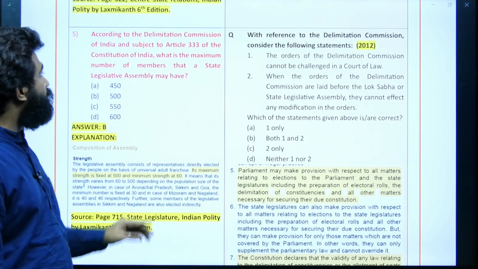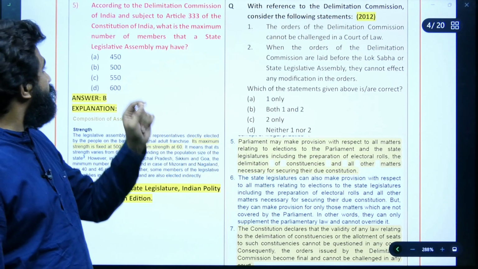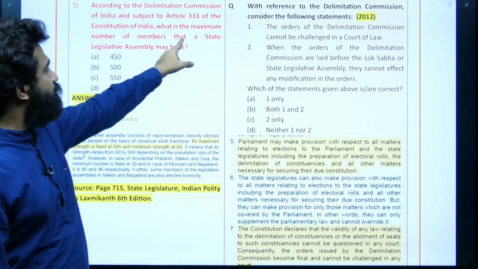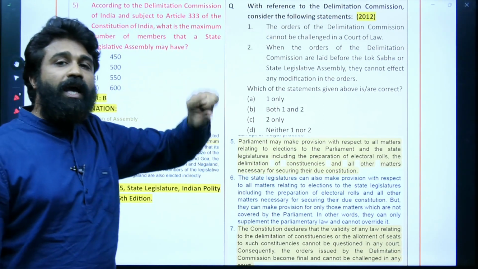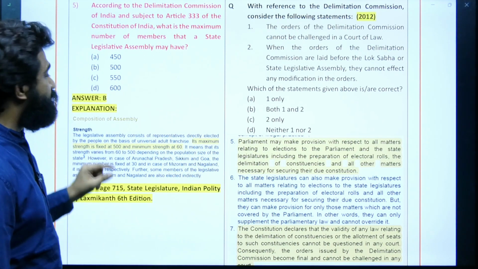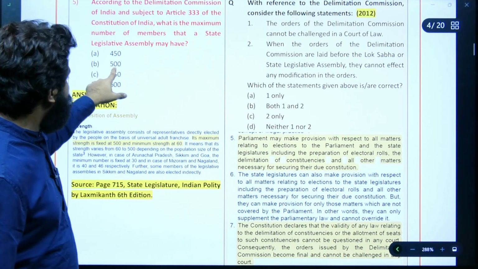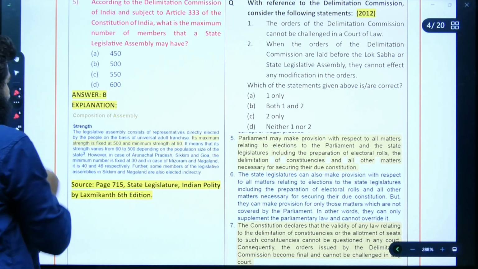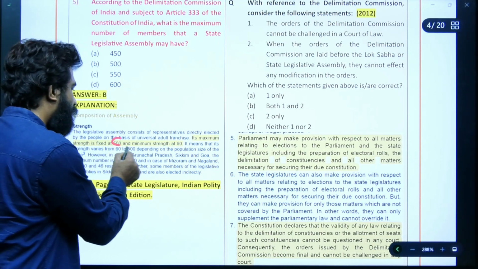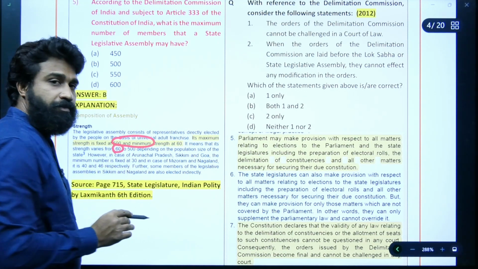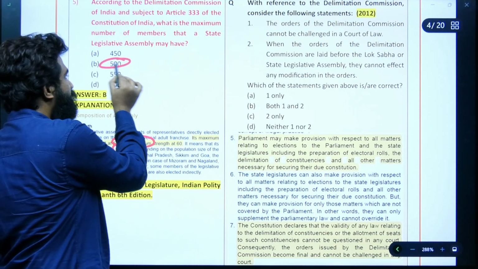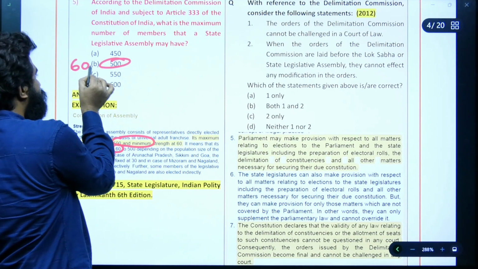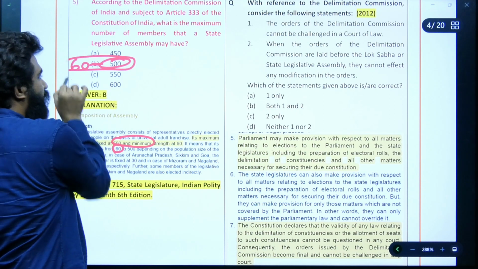Next, according to the Delimitation Commission of India, subject to Article 333 of the Constitution of India, the maximum strength allowed in the legislative assembly is 500 and the minimum strength is 60. Maximum strength is 500, minimum strength is 60. Therefore, the range is 60 to 500.